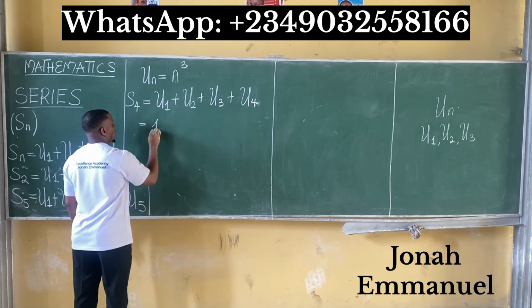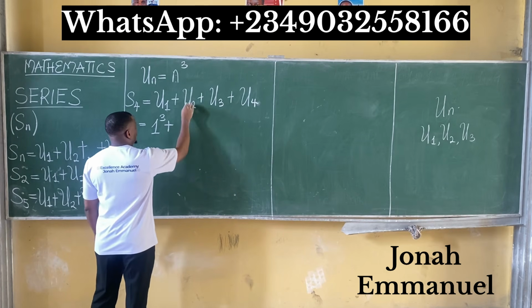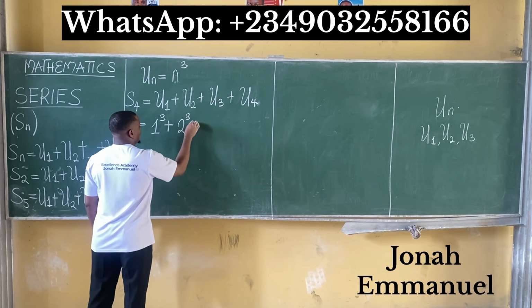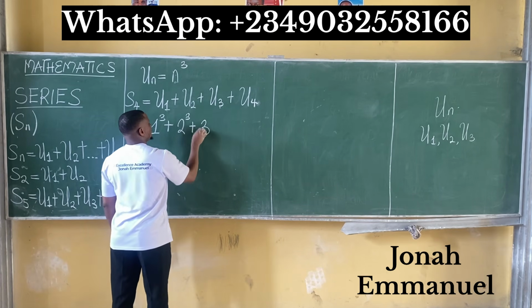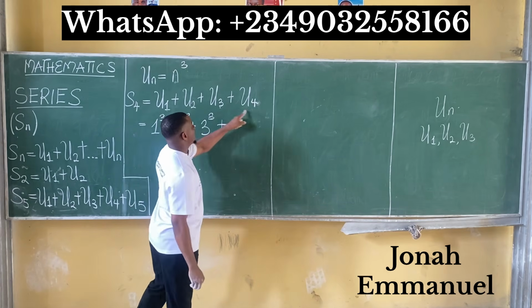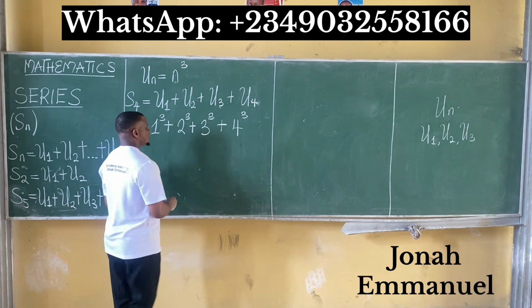So it becomes 1 to the power 3 plus, for U2, n is now 2. So it becomes 2 to the power 3 plus, for U3, n is now 3. So it becomes 3 to the power 3 plus, for U4, n is now 4. So it becomes 4 to the power 3. We have this. So let's work on this.